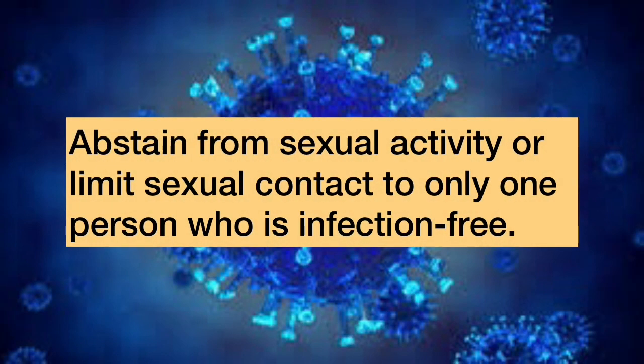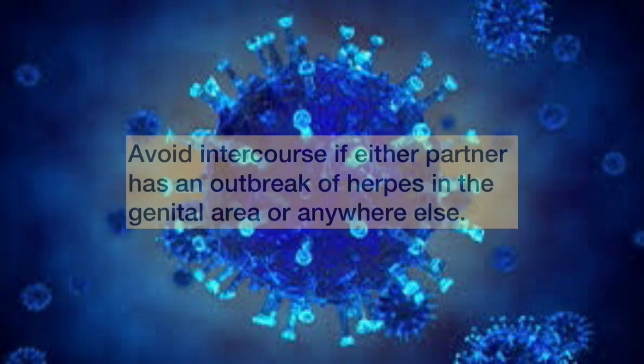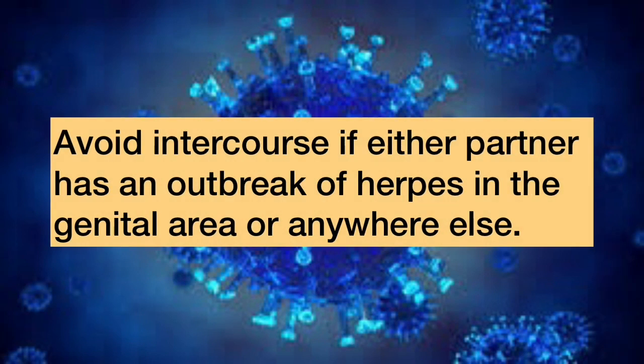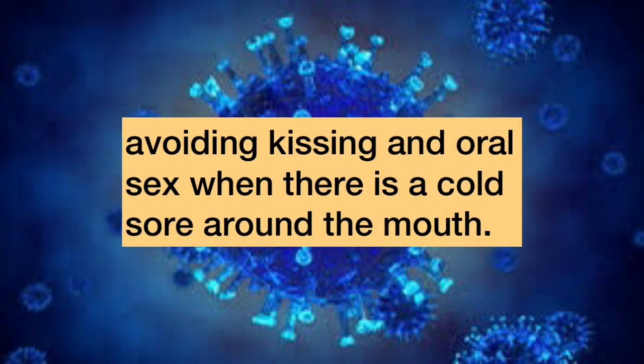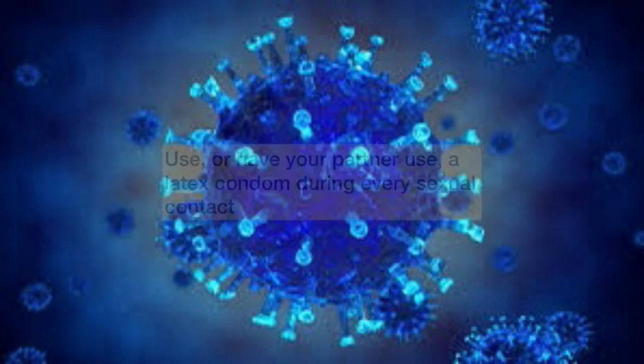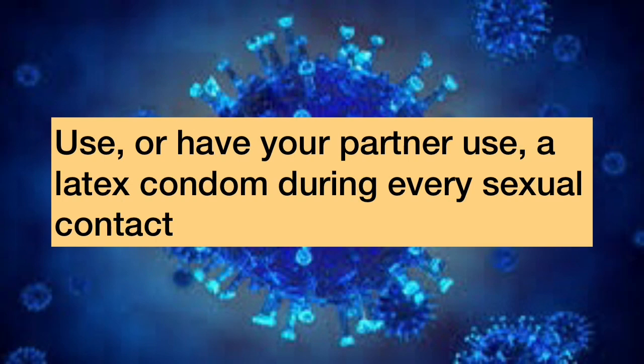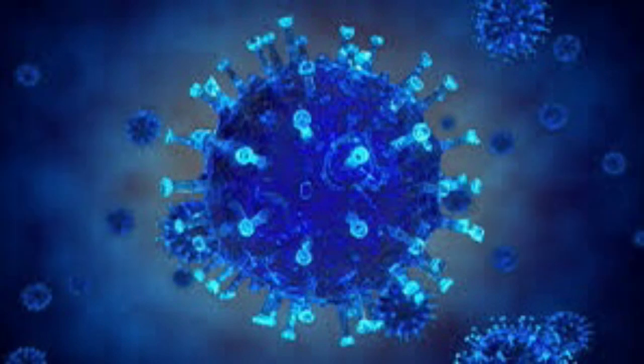Abstain from sexual activity or limit sexual contact to only one person who is infection-free. Avoid intercourse if either partner has an outbreak of herpes in the genital area or anywhere else. Avoid kissing and oral sex when there is a cold sore around the mouth. Use or have your partner use a latex condom during every sexual contact.